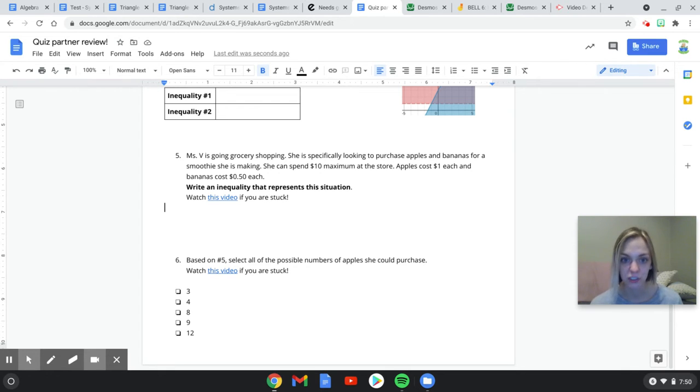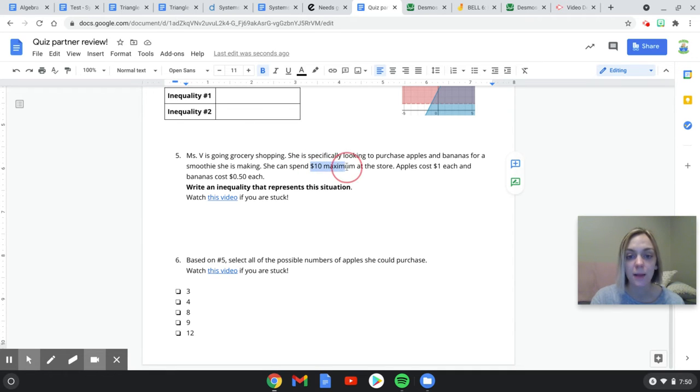So I'm going grocery shopping and I'm looking to purchase apples and bananas for a smoothie I'm making. I can spend a maximum of $10 at the store. Apples cost $1 and bananas cost 50 cents each.